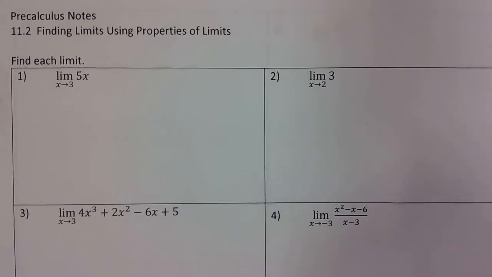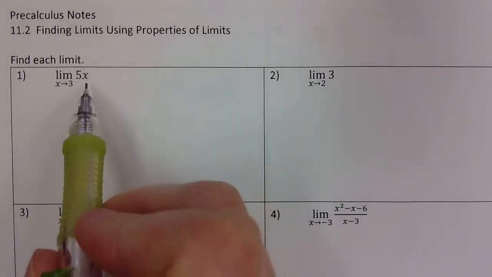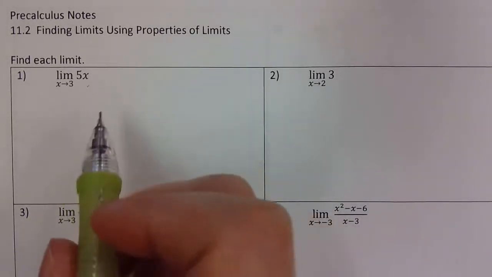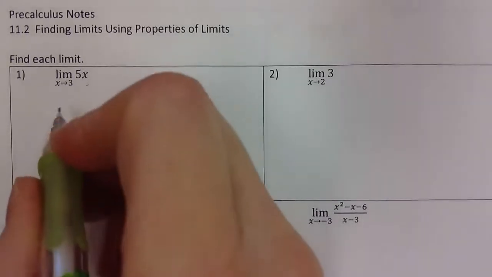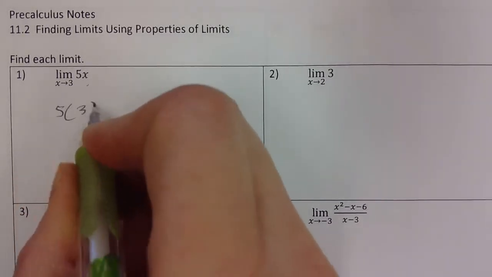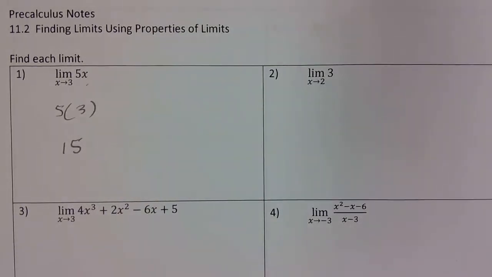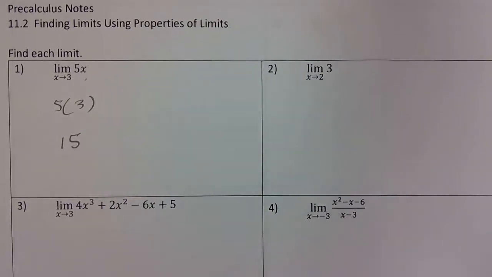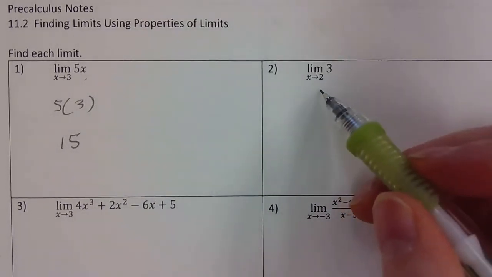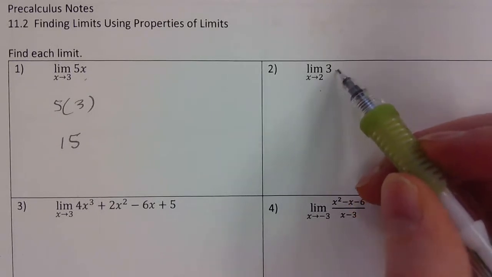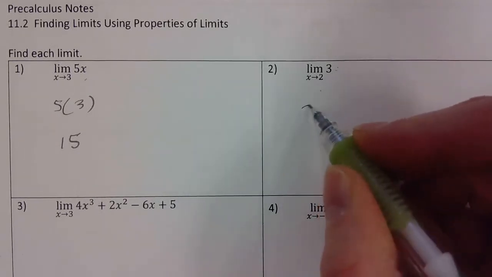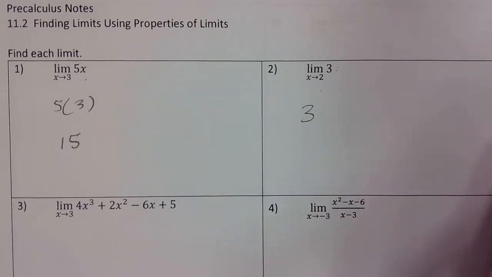So the first thing that we talked about in our last lesson was just that sometimes you can plug the number in. And that's what we see on this first one. When I have something like a linear function, 5x would be linear, I could just substitute 3 right away, and 5 times 3 is 15. So my limit is going to be 15. On the next one, the limit as x approaches 2 of 3. Well, 3 is just a constant, so it's always going to equal 3. So we have an answer on this one too.